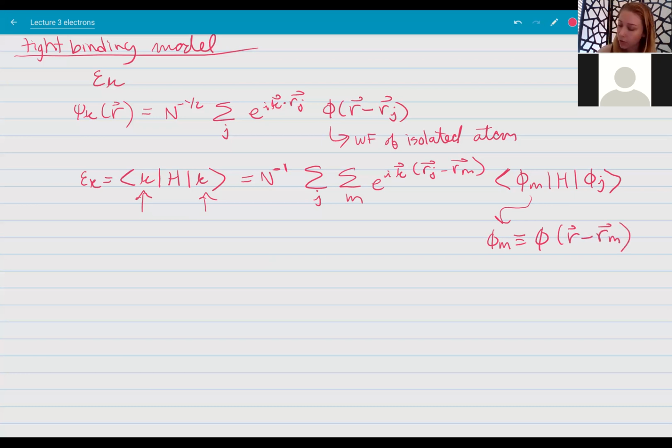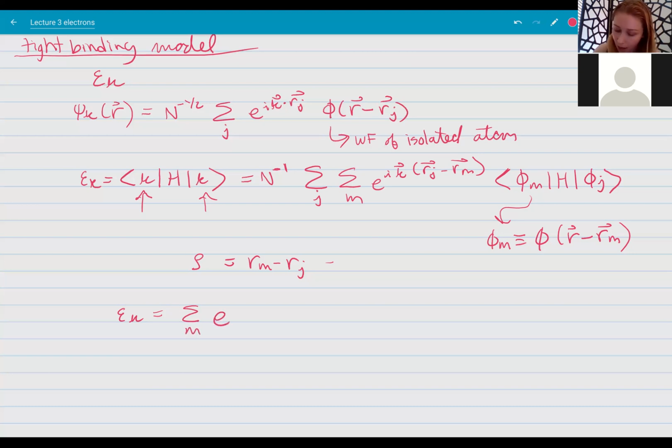So we're going to define a new variable now called rho. So rho sub m is equal to rm minus rj. Basically, it's the difference in position between position j and position m. And then we're going to write our energy in the following way. We use this notation just to get rid of one of the sums. We're going to write it as a sum over m.